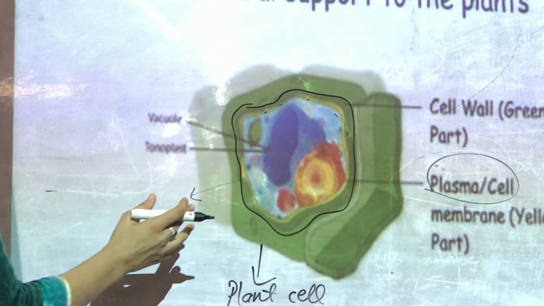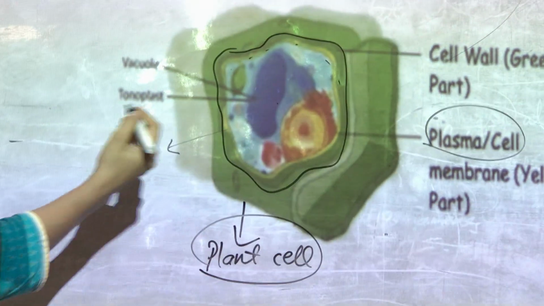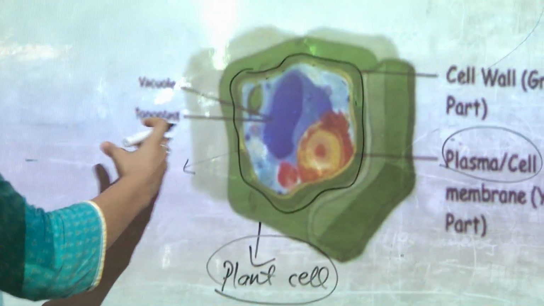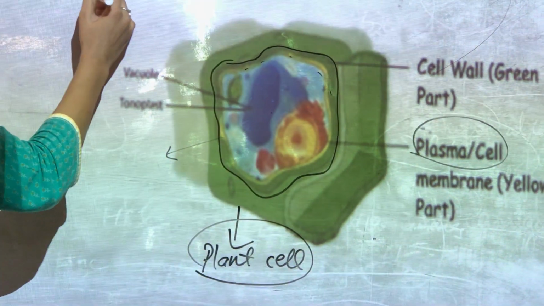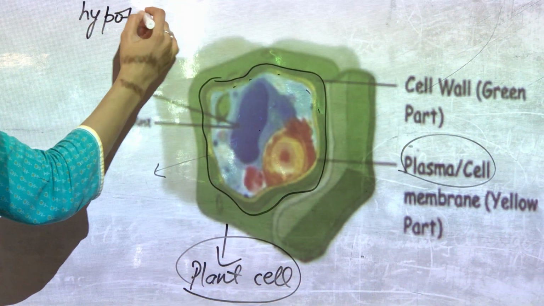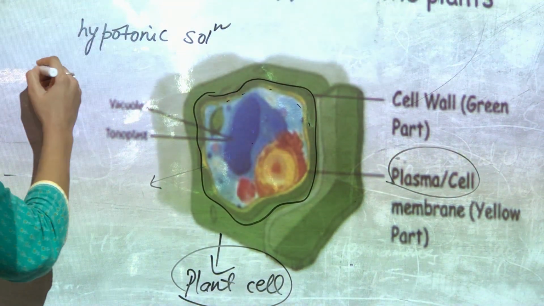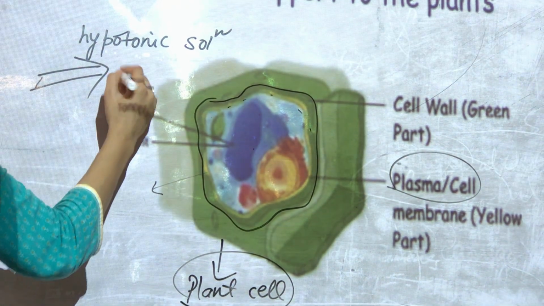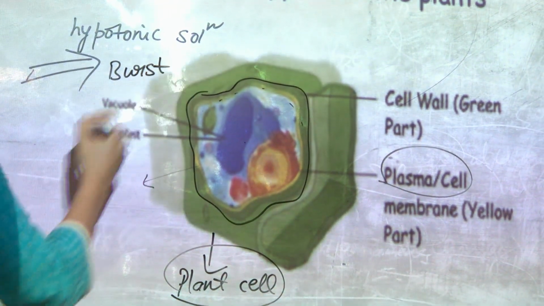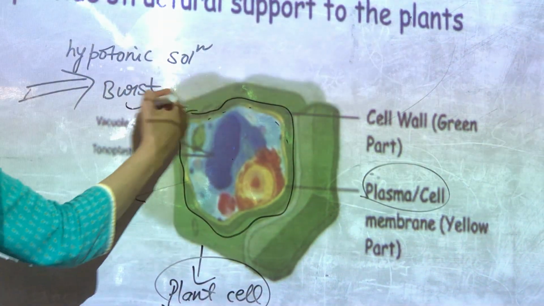Children, the cell wall is very important for plants, because suppose plants have absorbed a lot of water, as in the case of a hypotonic solution. Remember, in a hypotonic solution, if the cell absorbs a lot of water, it has the chance of getting burst. So this cell wall protects the plant cell from bursting.